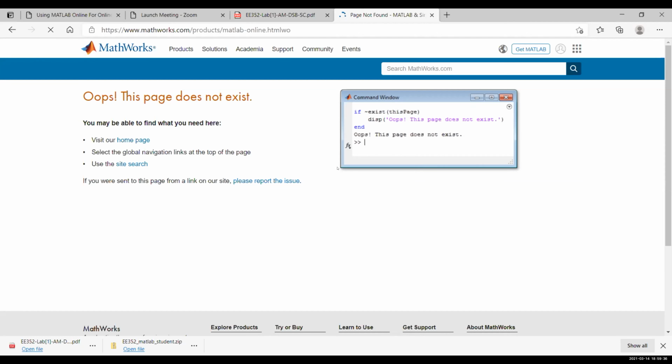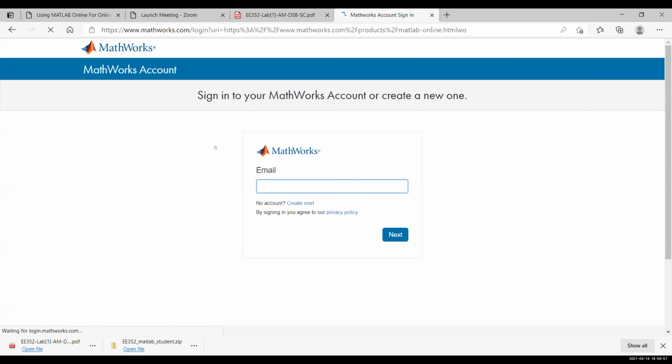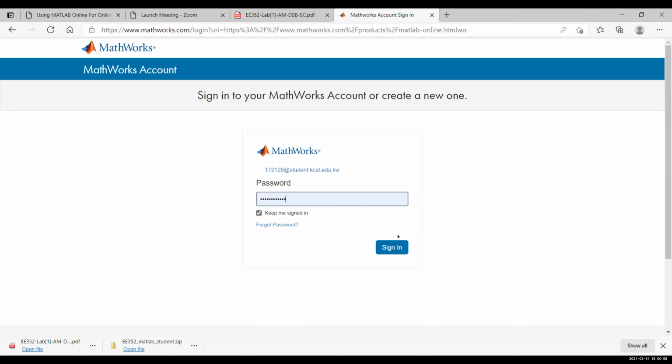Don't worry. You see on the right corner here? Here you see this one? Yeah, click here. Click. It will take you to your account page. Select United States. Okay. Where is the email for university? KST, yes. Sign in.